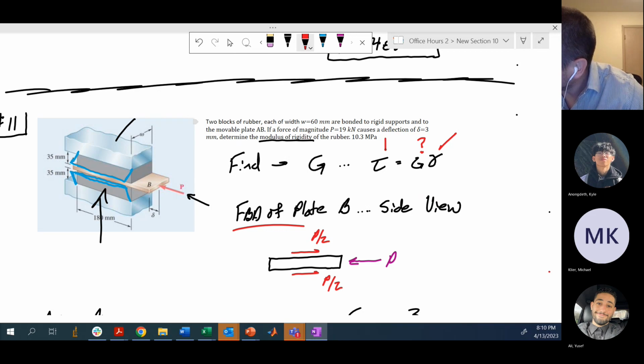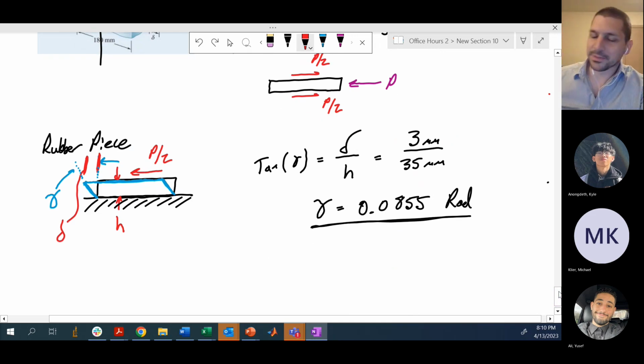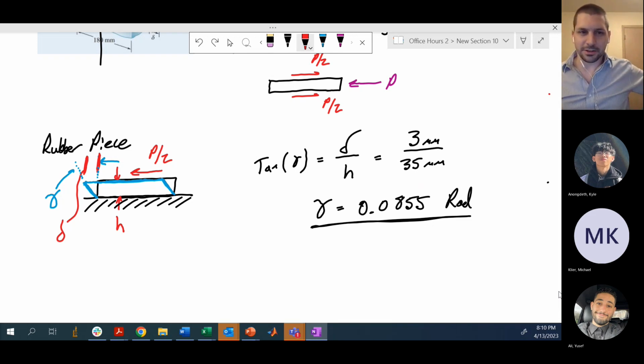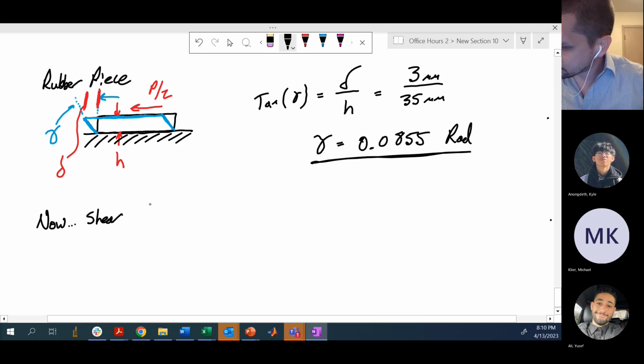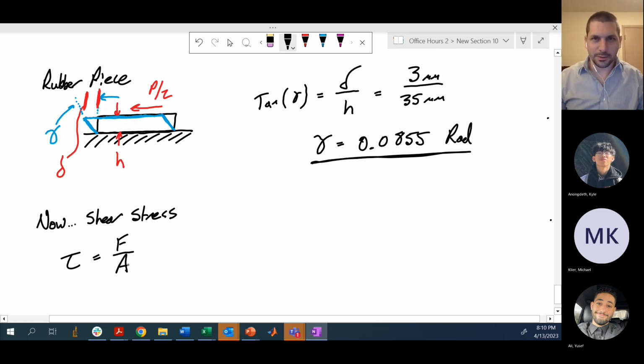And now we need to work on the shear stress tau, right? So gamma, 0.085 radians. Now the question is, what about the shear stress? Well, we know shear stress is going to be something like load divided by cross-sectional area. Okay? Then the question is, what force and what cross-sectional area do we use in this case?